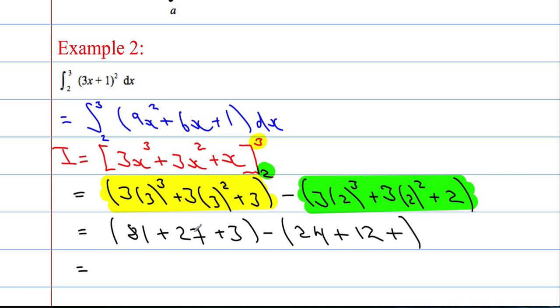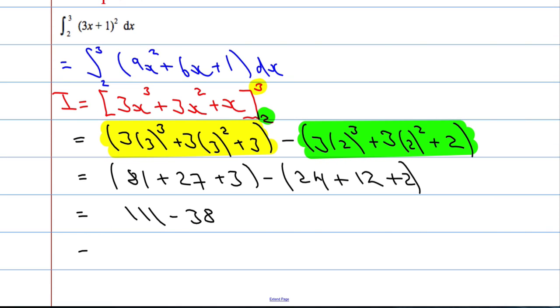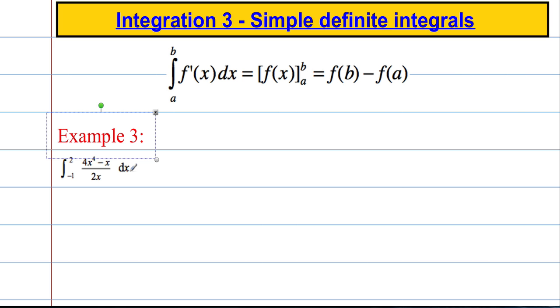Let's see, 3 and 27 is 30. And 81 is going to give me 111. And I need to subtract from 111: 12 and 24 is 36. And we had a 2 here. 36 and 2 is 38. And then what we need to do is 111 take away 38, which is 73. And that's the solution. Okay, one more, and then we'll talk about the purpose of the definite integral.